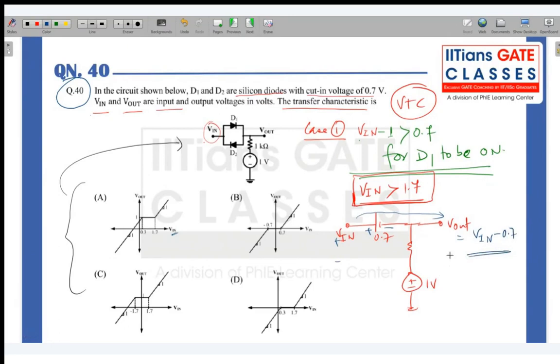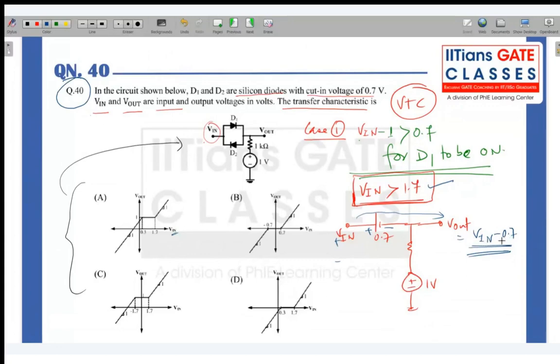So D1 will be on when V in is greater than 0.7. How I have got this directly is, if any diode has to be forward biased or on, the potential difference across that diode should be greater than the cut-in voltage. This concept you have to keep in mind. So this is one equation we have got: V out is equal to V in minus 0.7.